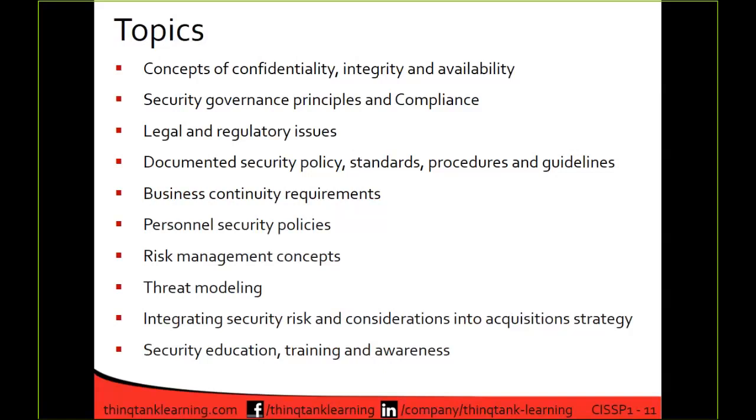security policies, risk management concepts, threat modeling, very important concept. Threat modeling is the idea where you're taking a look at your assets, taking a look at your personnel, taking a look at your business profile, and identifying threat vectors against that business profile.